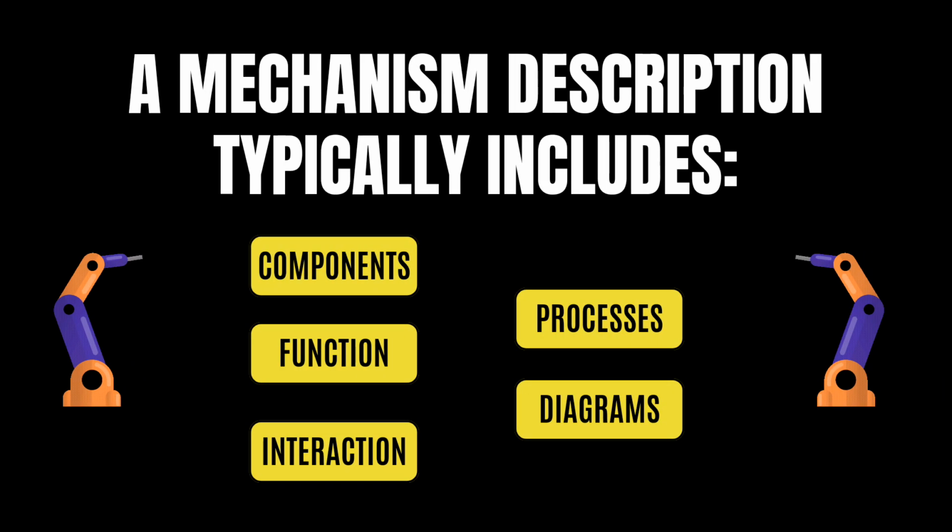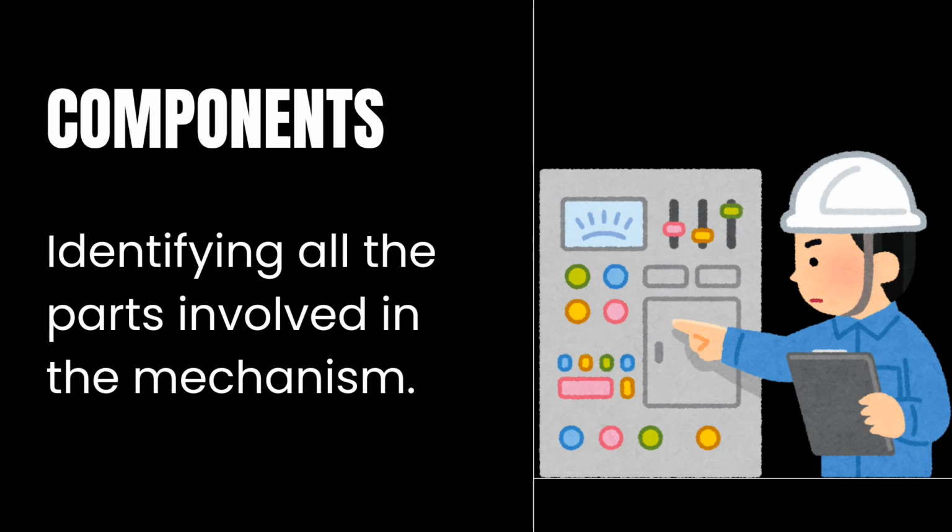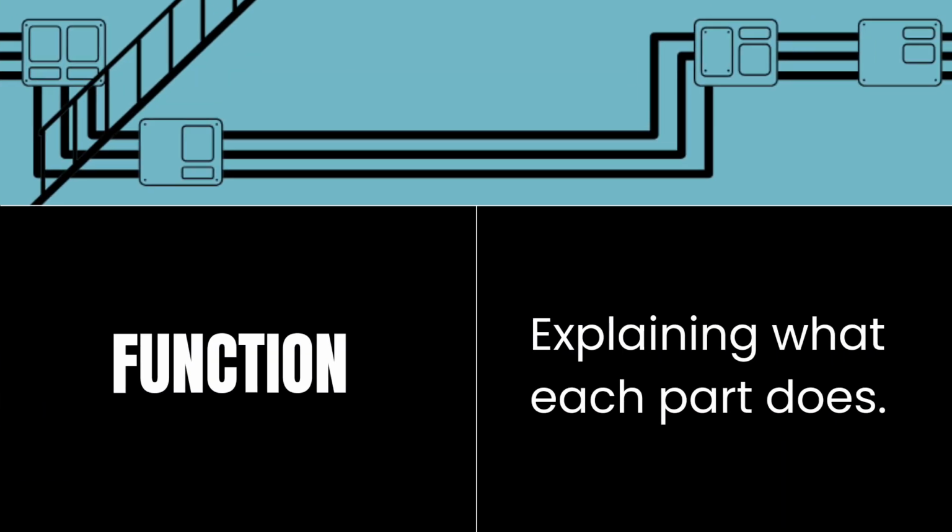A mechanism description typically includes components, function, and interaction. First, let's talk about components. Components are the individual parts that make up the mechanism. Components can be physical items like gears, springs, or something less tangible like circuits or software, depending on what the mechanism is.